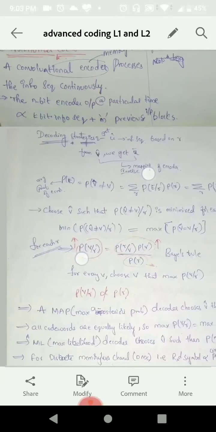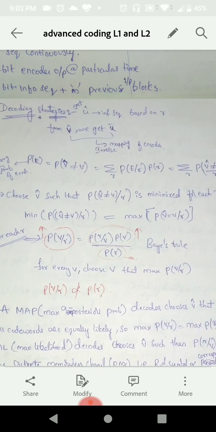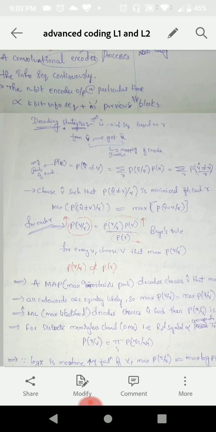Next one is decoding strategies. We get the information sequence based on r. Generally, we get a u estimate: after receiving r, we estimate what was transmitted. We get this u estimate from v. After getting v from r, by mapping v to u we get the exact code word, which is the information sequence that has been sent.